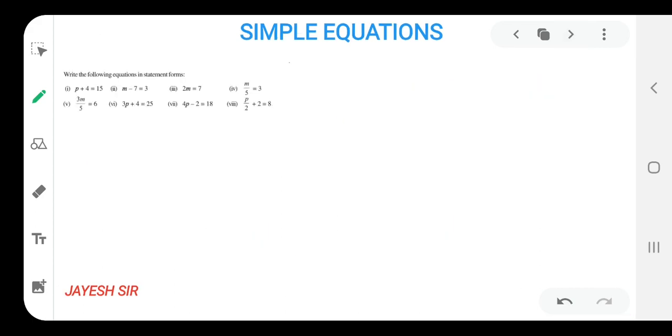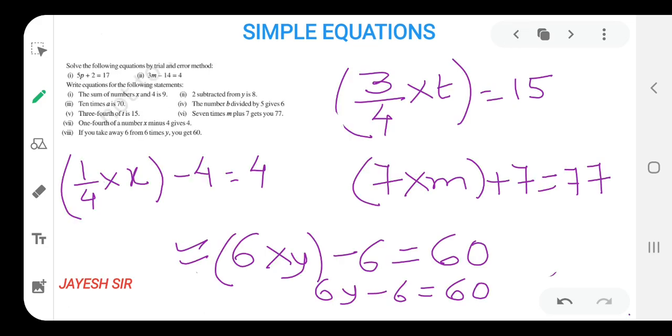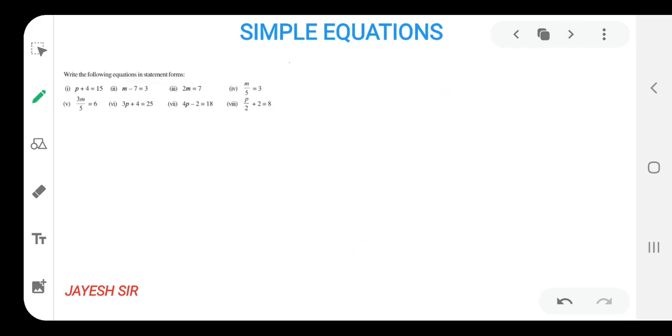So let us begin with the next type and see. Here we need to find what we are supposed to find. Here the following equations are given. We need to write the statements based on these. In the previous question, friends, the statements were given and we formed the equation. Now the reverse process is there. Equations are given to us and we need to write the statements.